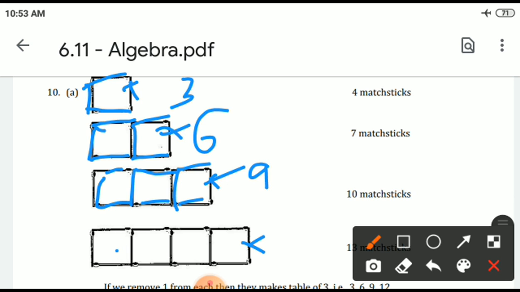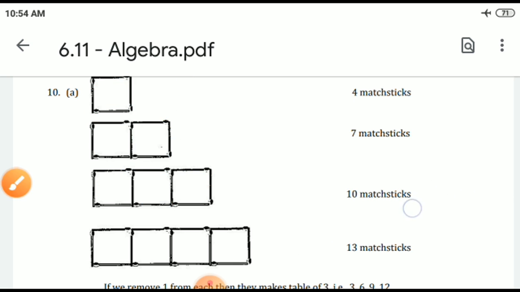Okay. 3, 3, 9, 3, 3, 12. So total were there before 4 were there. Then after minus 1 will give you a 3. Minus 1 gives you a 6. Minus 1 gives you a 9. And minus 1 gives you a 12. Can you get the idea what you are going to say now?